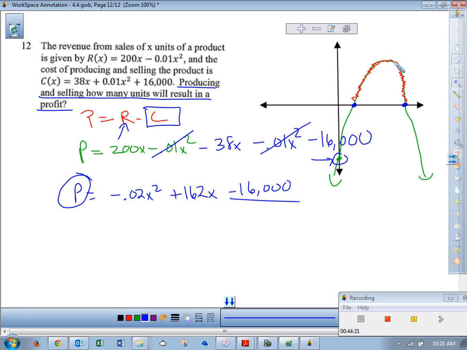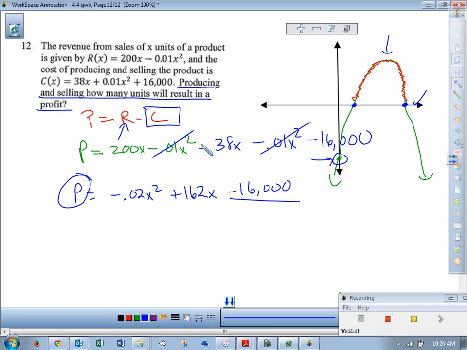Oh crap, nobody likes my shoes anymore. I'm still making some money, but I should probably stop making the shoes right about here, or really right there, is when you should stop making the shoes, because isn't that where you reach your maximum profit, correct? So they're asking us, where would this give us a profit?